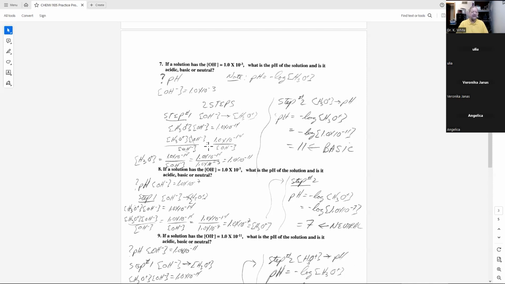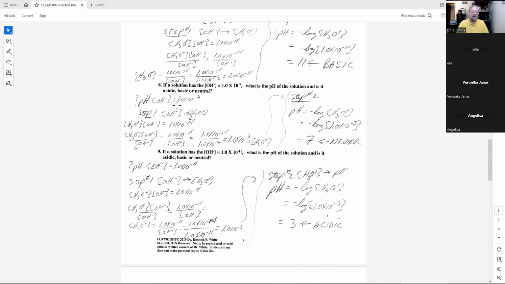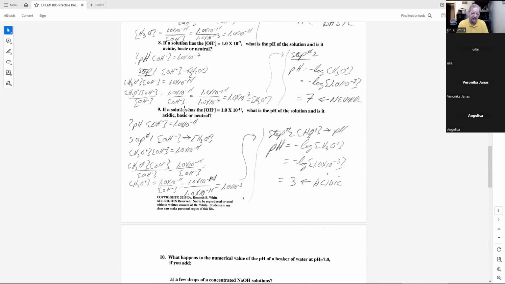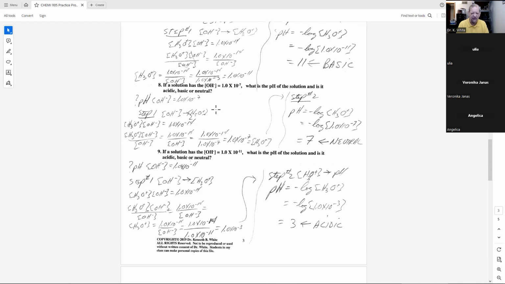All right, we're doing the Chapter 7 practice problem answers. Let's go through once again. Let's look at number 9. If a solution has a hydroxide concentration of 1.0 times 10 to the minus 11, what's the pH of the solution? And is it basic, acidic, or neutral? And once again, you need 2 steps.